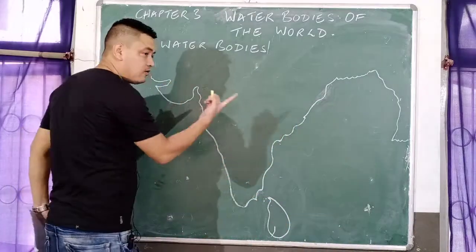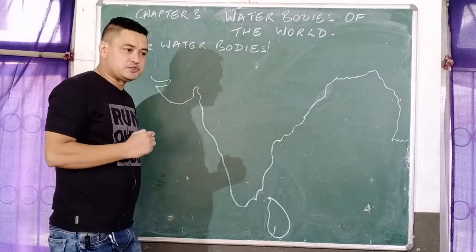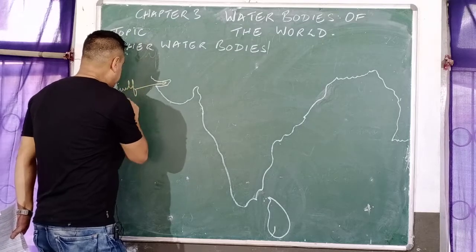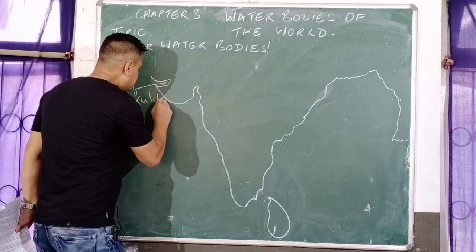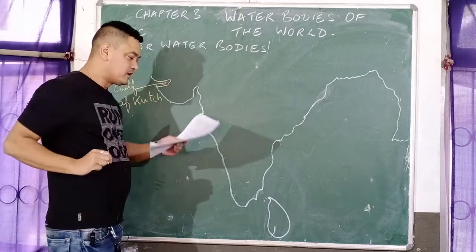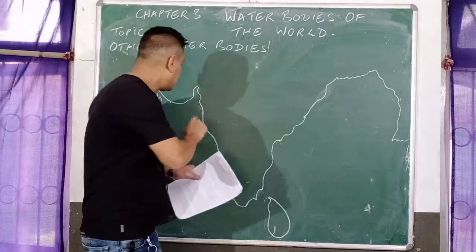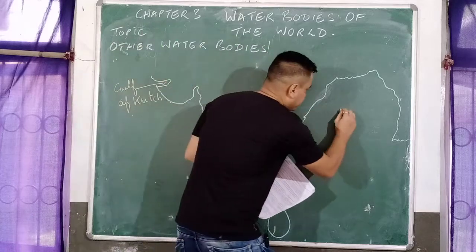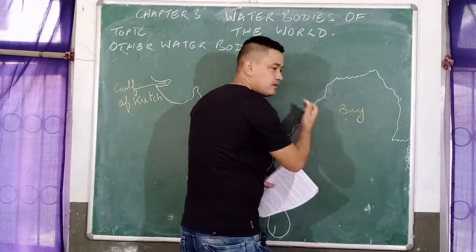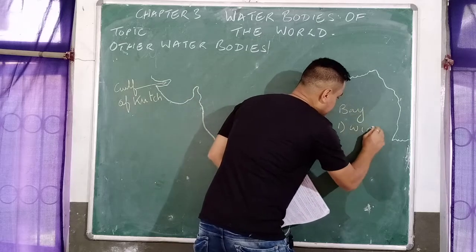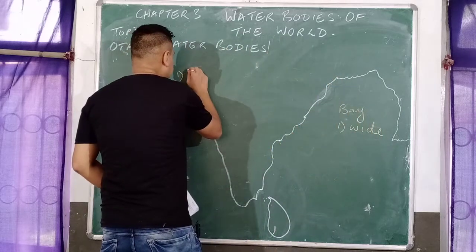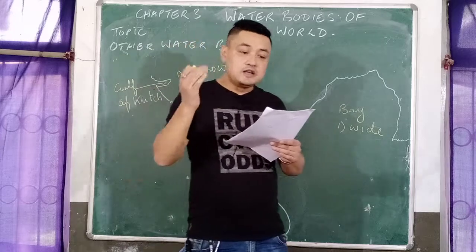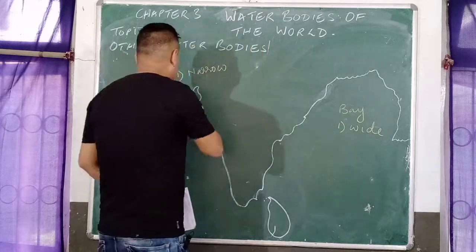If you look at the board for an illustration, I can show you the Gulf. This is a Gulf, the Gulf of Kutch. If you see the Gulf, you can see it is narrow. It has a narrow mouth, but it is deep because it enters inside the land. But if you look at the bay here, it is wide. So the first difference that you find is that a Gulf has a narrow mouth and a bay has a wide mouth. A Gulf is a deep inlet of the sea almost surrounded by land.